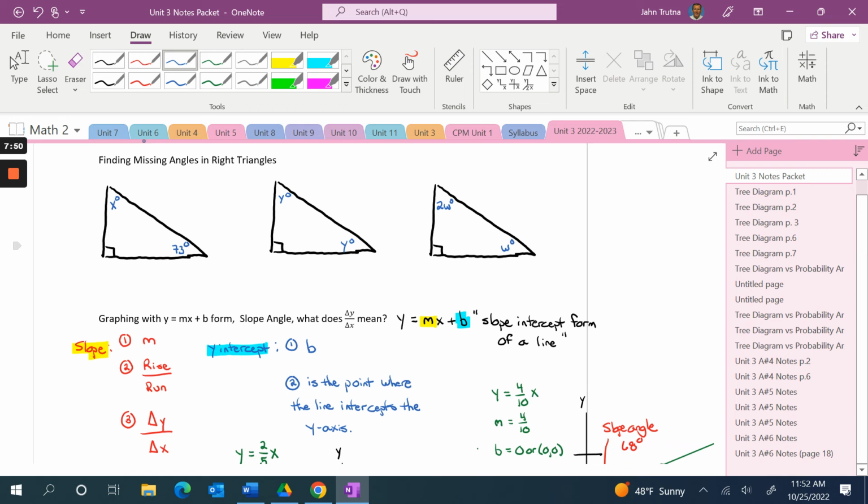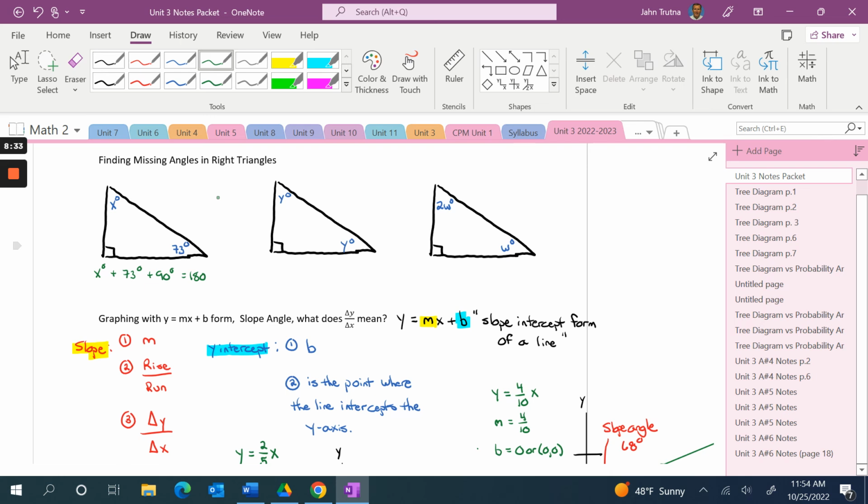All right, so how do we do this? Remember what we know about triangles: the 3 angles in a triangle always add up to 180 degrees. So the angle where the x is, plus the angle where the 73 degrees is, plus the 90-degree angle, those 3 angles add up to 180 degrees. We're going to use that fact in every one of these triangles, no matter what is in the angles, in order to find the missing angle.